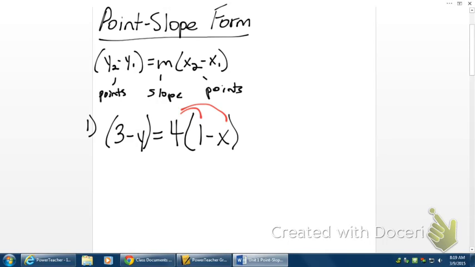Let's multiply this out. So 4 times the 1 is going to give me 4. 4 times the negative x is going to give me a -4x. Now I'm just going to drop those parentheses on the left side because nothing's going on over there besides 3 minus the y. Now, remember, if I want to put this in slope-intercept form, I need y equals. So I need to get everything over here. I need to get rid of this 3. I need to get rid of this minus also. Well, the first thing we can get rid of is the 3. That's a positive 3, so let's minus 3 from both sides.